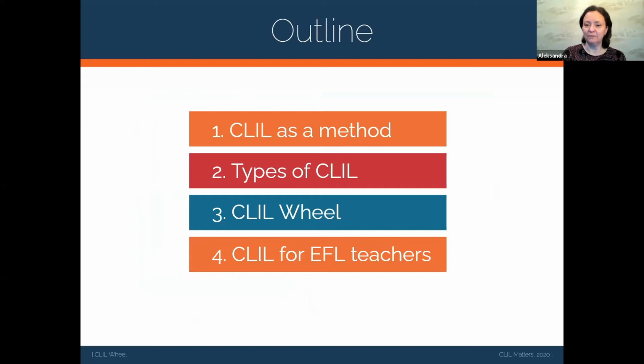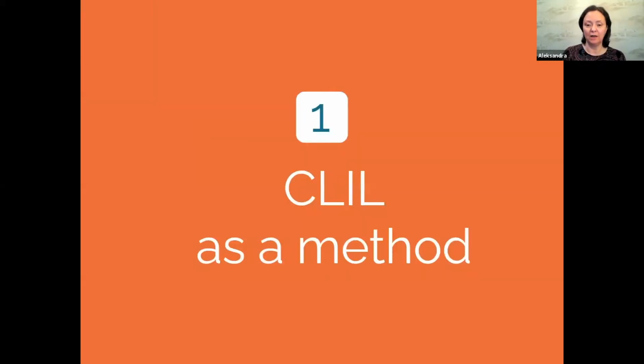I'm going to be very brief, talking about CLIL as a method and types of CLIL. I understand you are here because you want to know more, but I suppose you already know some stuff about CLIL, so it's going to be very brief. Then I'm going to introduce you to something that I call the CLIL wheel. And the biggest part is going to be options for EFL teachers, what you can do to extend the content part in your language classes.